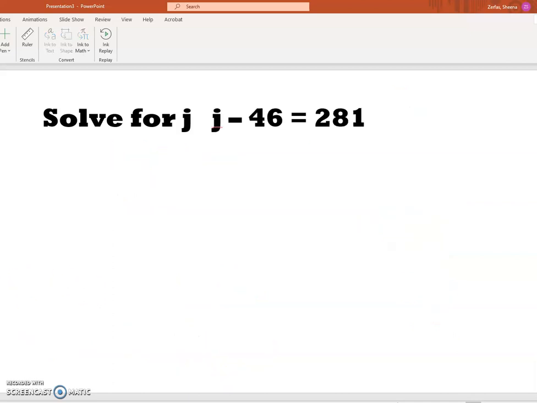All right, my last one. Okay, I'm solving another equation here. So what I'm going to do is I'm immediately looking for the variable j, and I want to know what is happening to it. In this problem, j is getting subtracted. So to eliminate subtraction, I'm going to do the opposite. And the opposite of subtracting is to add. Again, if I use the opposite operation, then these two pieces cancel each other out, leaving j by itself.